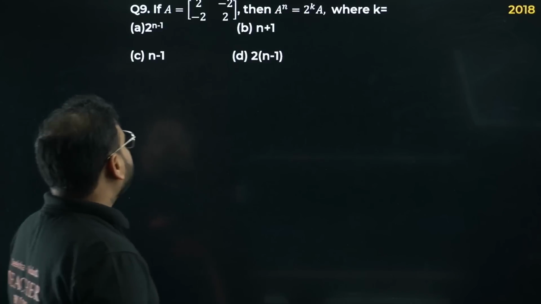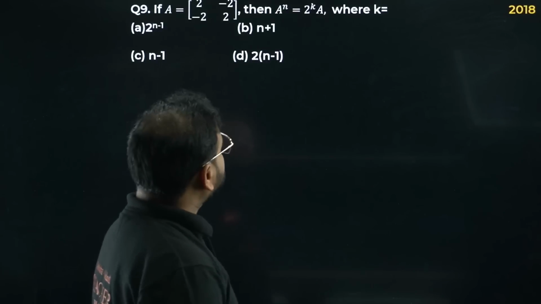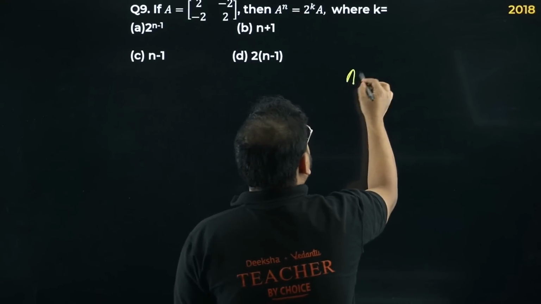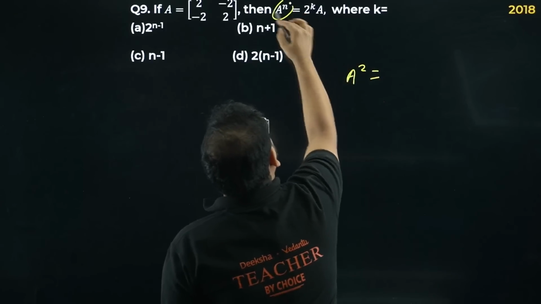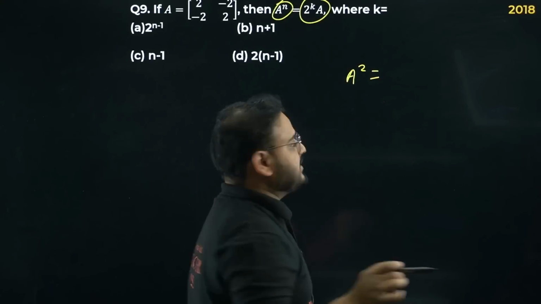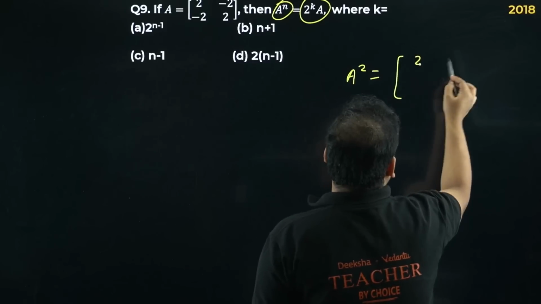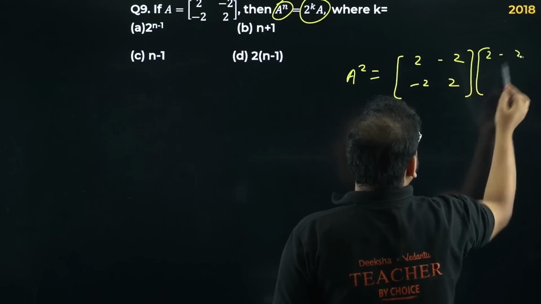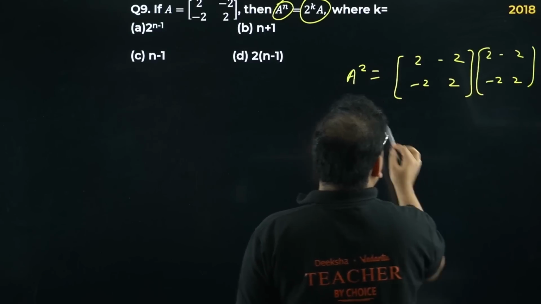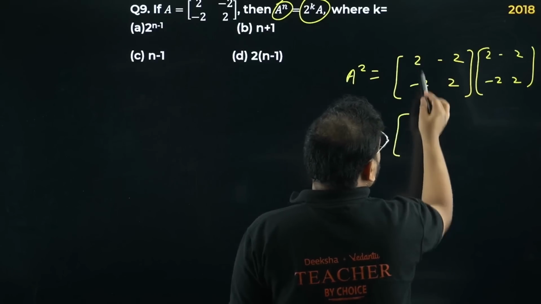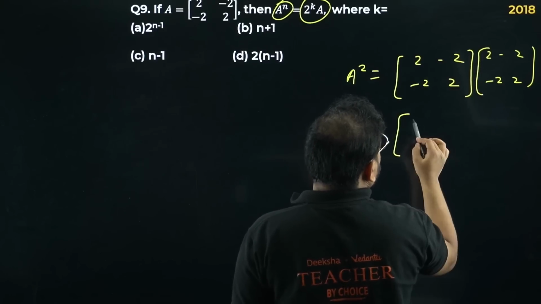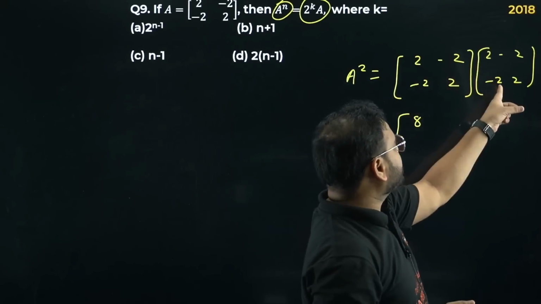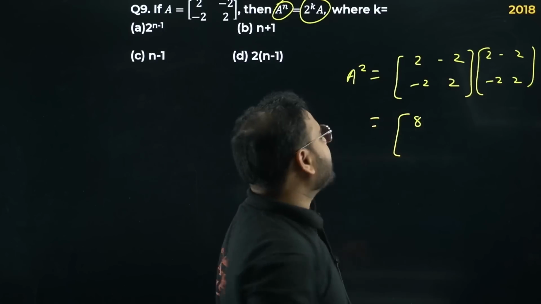Ninth one now. If A is [2, -2; -2, 2], then A power n will be what? Very simple. Do one thing. Find first A square. Whenever you see this kind of question, no, power is there. Find the A square first. So if you do that, you have [2, -2; -2, 2] times [2, -2; -2, 2]. Please check. I'm getting 2 into 2 is 4, and this will be plus 4. So 8, right? 2 into 2 is 4, and minus 2 into minus 2 is plus 4, so 8 again.